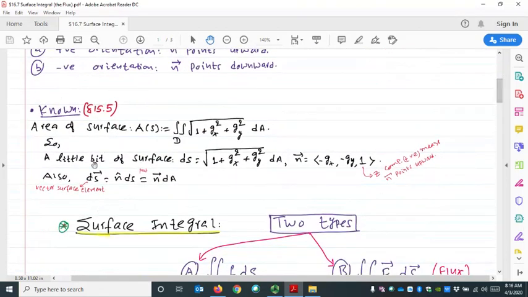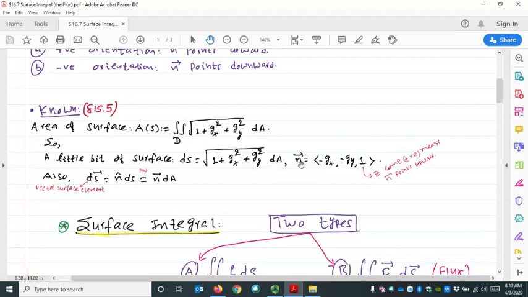We know this quick recall here. Area of surface is denoted by A(S) and is defined as the double integral of the radical 1 plus g_x squared plus g_y squared times dA, and integration is over D. So a little bit of surface is dS equals the square root of 1 plus g_x squared plus g_y squared dA.